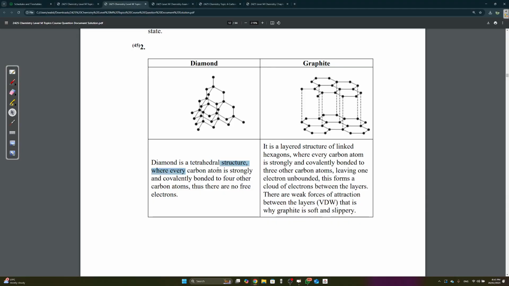Diamond is tetrahedral. Each carbon is bonded to 4 other carbons, and there are no free electrons. You should know that, right? Since it's bonded to 4, carbon needs 4 to be complete. It has 4 outer electrons. When it bonds to 4 other carbons, that means it gave away all its 4.